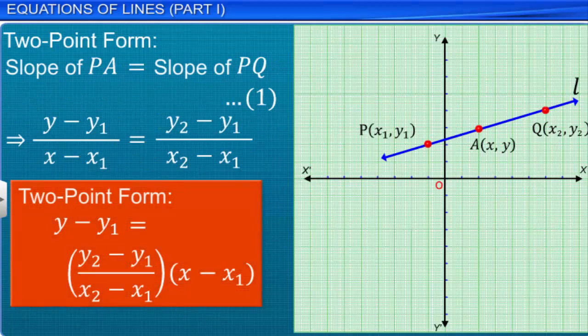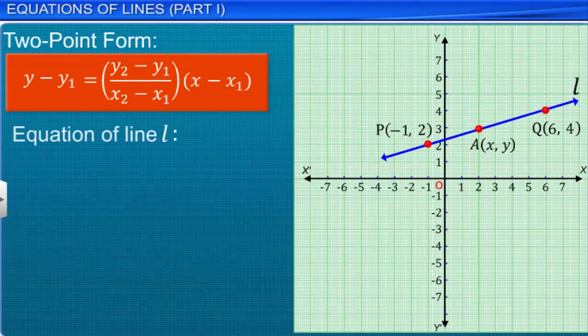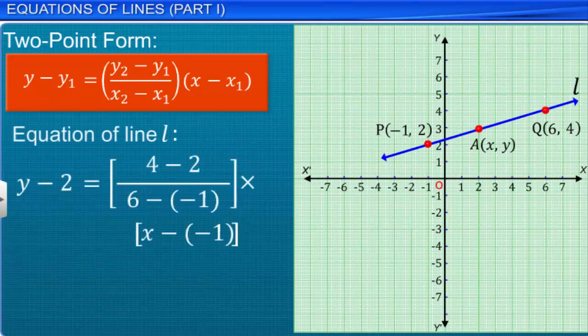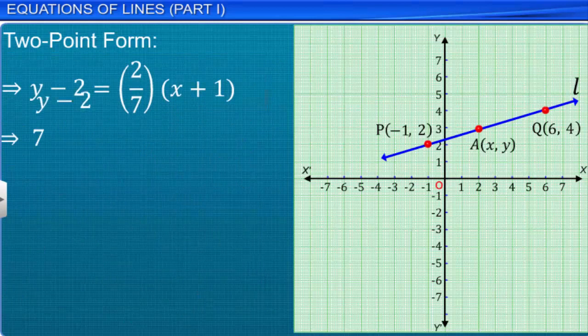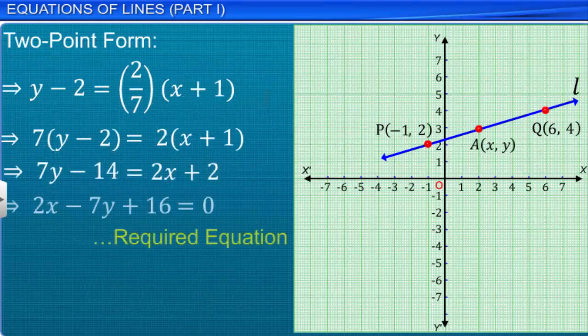For example, consider a line L passing through the points (-1, 2) and (6, 4). Let us put the coordinates of the points P and Q in the two-point form of the equation of a line. On simplifying, we get the required equation of the line as 2x minus 7y plus 16 is equal to 0.